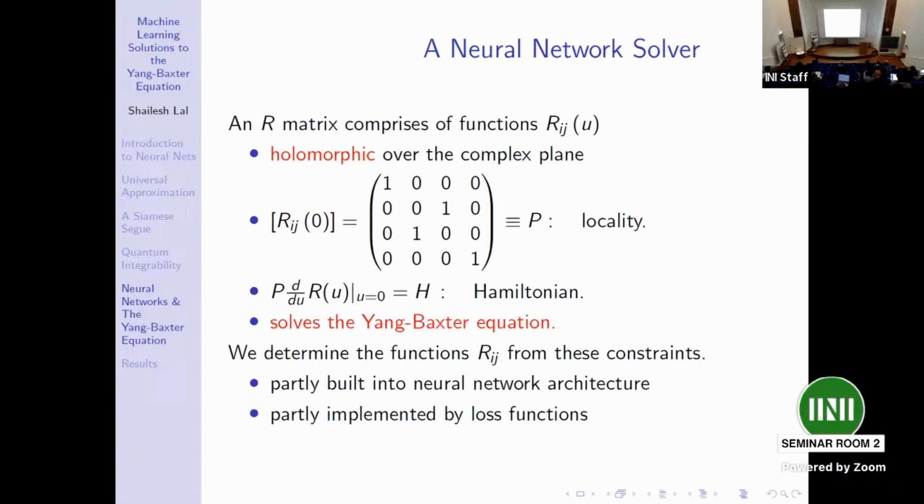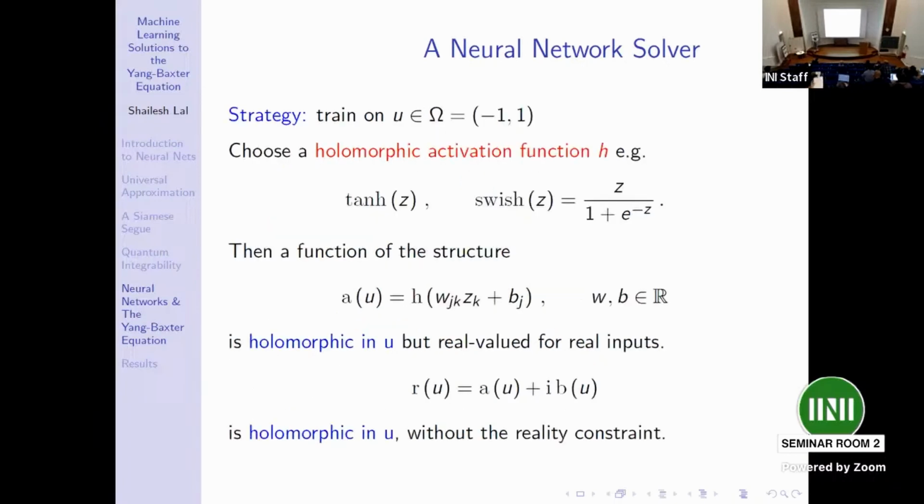So the functions Rij should be fixed from these constraints, right? You have the ansatz, you know which elements are non-zero in the R matrix, and you know that these constraints are true. As I said, partly we'll build this into the neural network architecture, and partly we'll implement this using loss functions. Okay, so here's the strategy. We'll train on the real line, but we'll design the neural network in such a way that it manifestly learns a holomorphic function. So how do we do that?